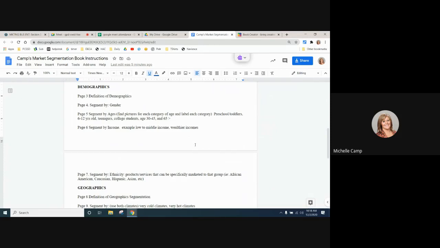Typically we have male and female. Now, remember at the beginning I said it doesn't always work. Every female is not always interested in the exact same thing, and every male is not always going to be interested in the same things. But if we do generalities, then a lot of times marketers will divide the market up by gender, male and female. So for this assignment, the only two that you have to address are male and female.